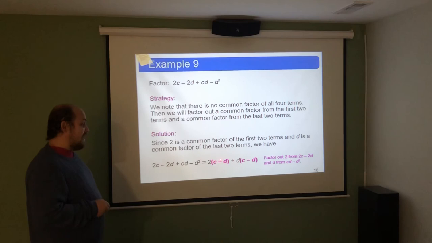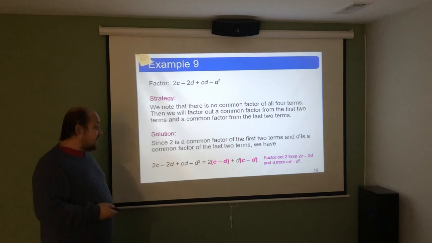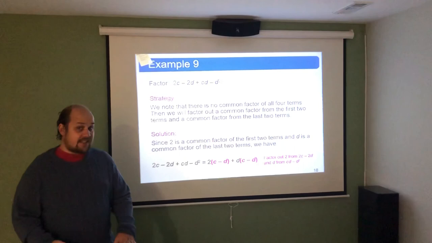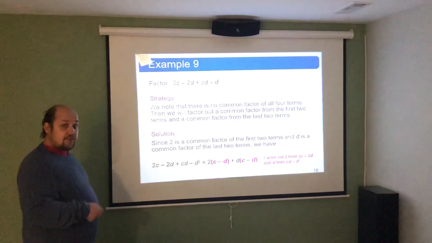Then I factor out a d of the last two terms. When I divide cd by d, the d's go away, and I'm just left with c. When I divide negative d squared by d, it becomes d to the 2 minus 1, which is just d to the first. So I'm left with a negative d. The key here is when we factor by grouping, we want these two factors to be the same. If I don't end up with the exact same thing, both letters, numbers, and signs, then my factoring by grouping has gone wrong somehow. As long as I end up with the same thing in both parentheses, then I can do what I call outsides times insides.